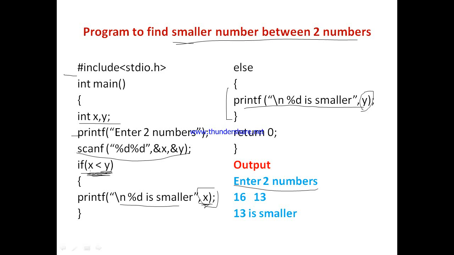Now here enter two numbers, 16 and 13. When we enter them, 16 is stored into x and 13 is stored into y. Now 16 is less than 13, so this condition is false. So we go into the else block, and in the else block the value of y, that is 13, is printed. So 13 is smaller. So this is the execution of the program.